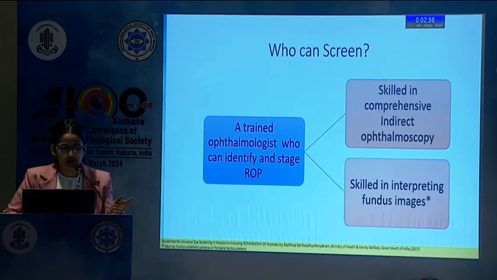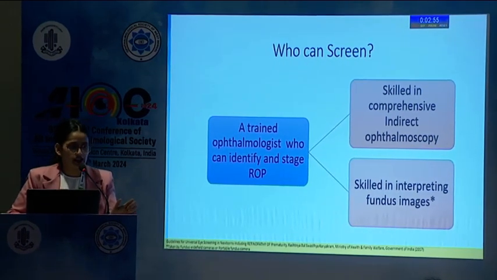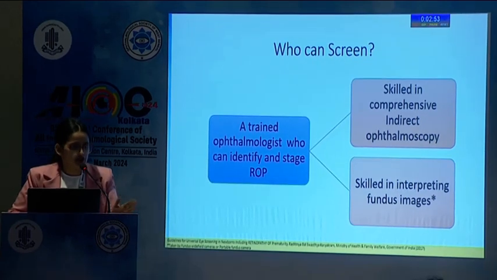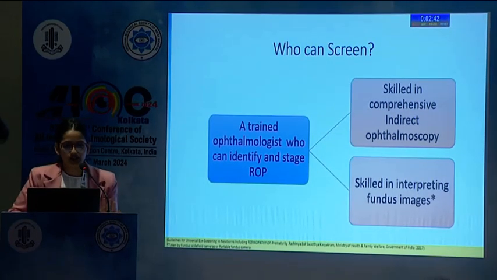And who can screen these babies? Any trained ophthalmologist can screen. So you don't have to be a retina specialist or a pediatric retina specialist. Any trained ophthalmologist who knows to identify and stage the disease, is skilled with comprehensive indirect ophthalmoscopy, and can interpret retinal images to identify and stage ROP, can screen ROP.